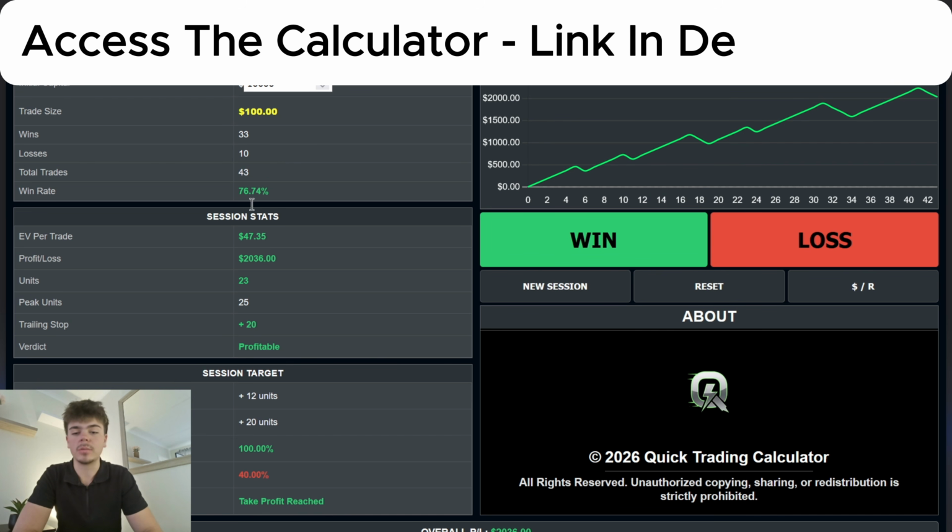And also, when you do end up doing your trading sessions, make sure that you do use a calculator like this. It gives you a massive advantage when you are trading to know what is happening during your session.